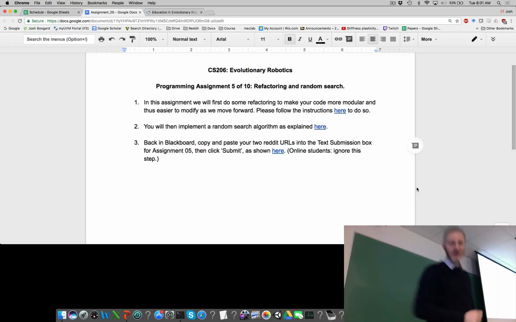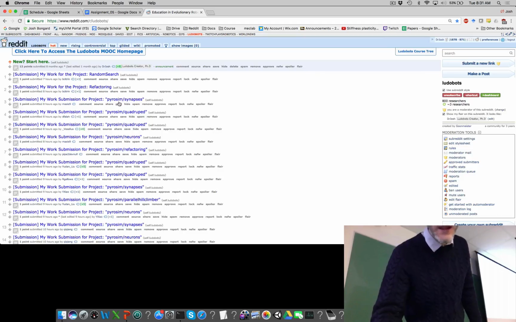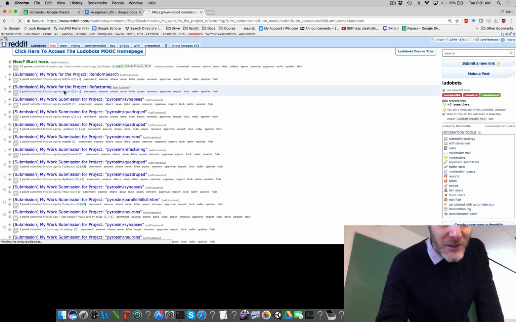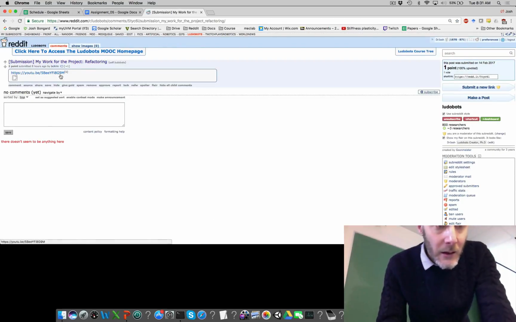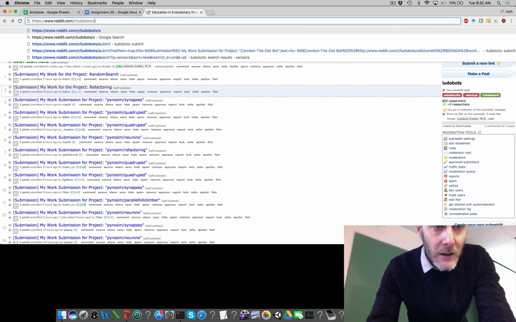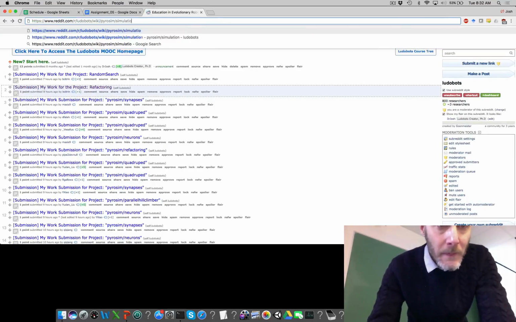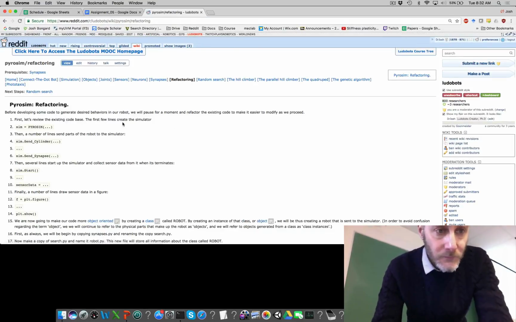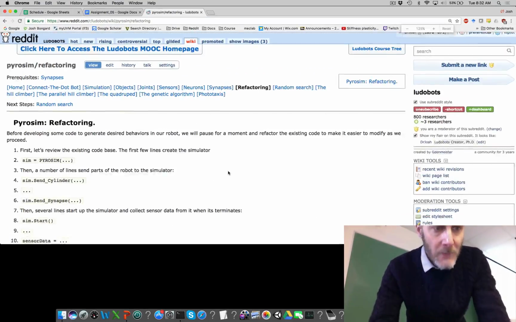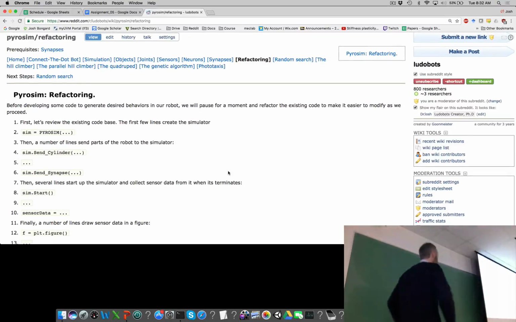Clean up, right. Basically, we're going to do a little bit of cleaning up here. So let's have a look at refactoring. Okay, so in the refactoring project, you're going to be modularizing your code a little bit.